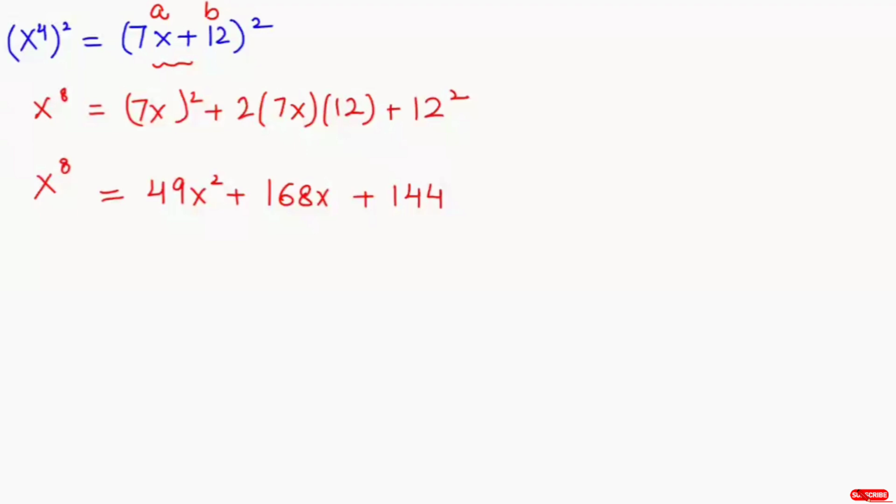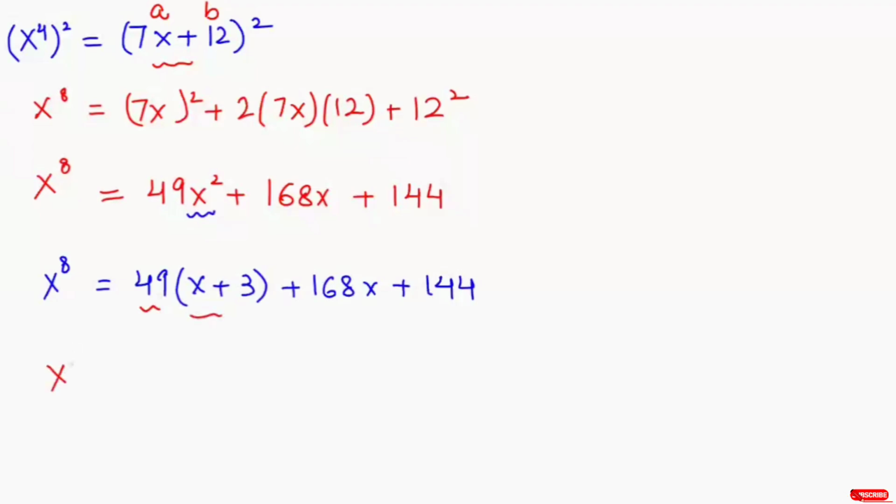Now again I'm going to plug in here the x square value. x to the power of 8 is equals to 49, and the x square value we have x plus 3, plus 168x plus 144. Now I'm going to multiply this 49 with this bracket.